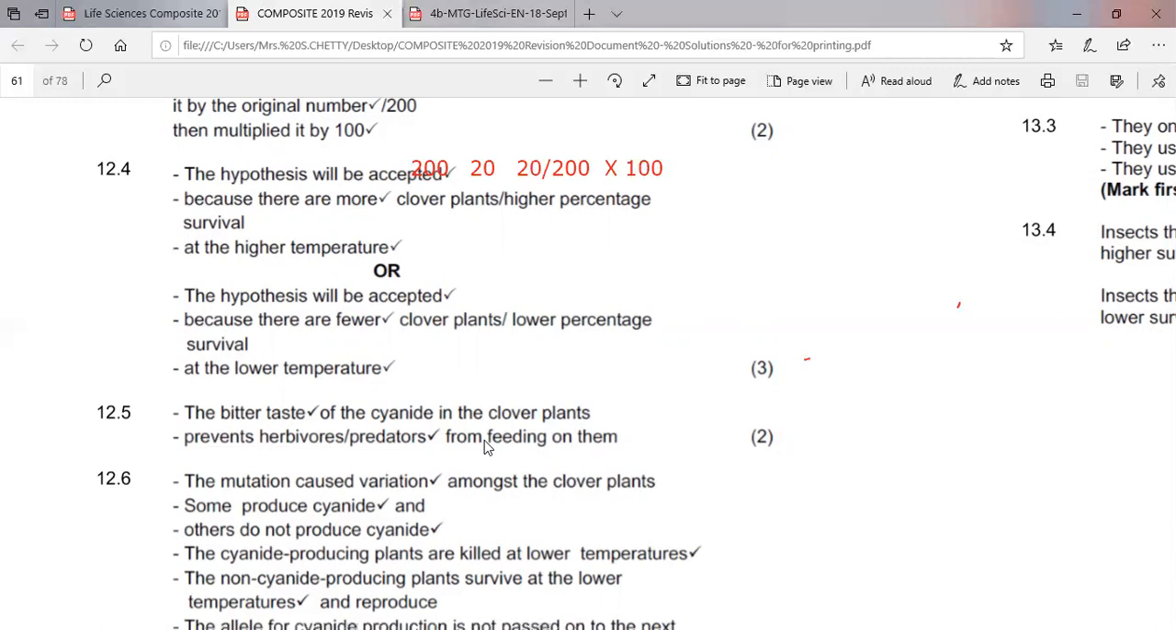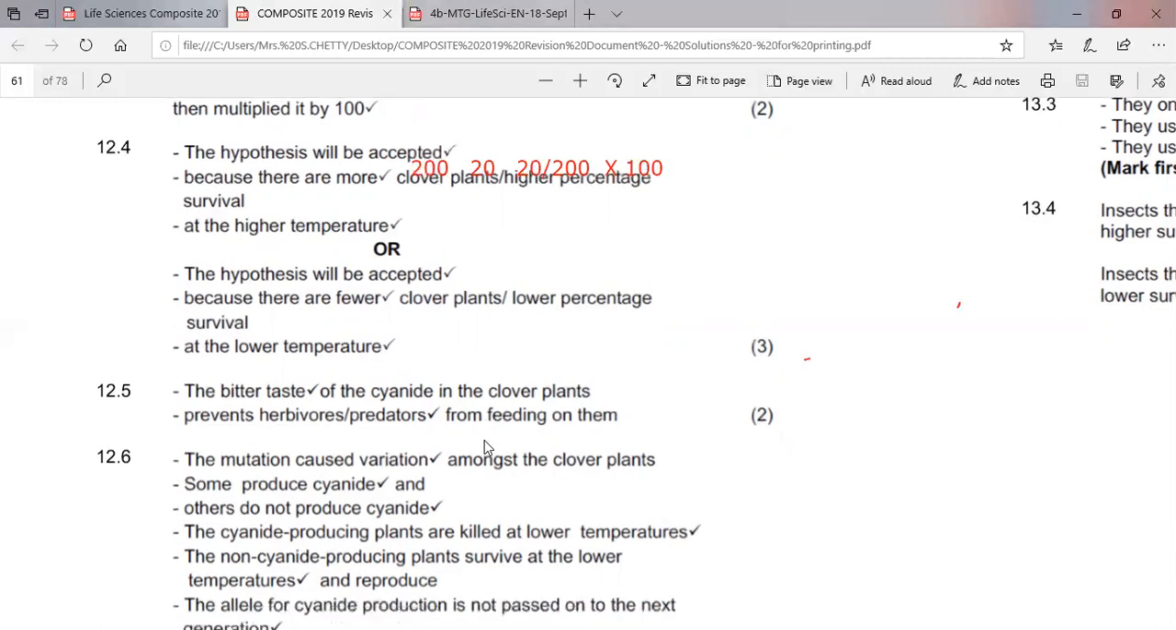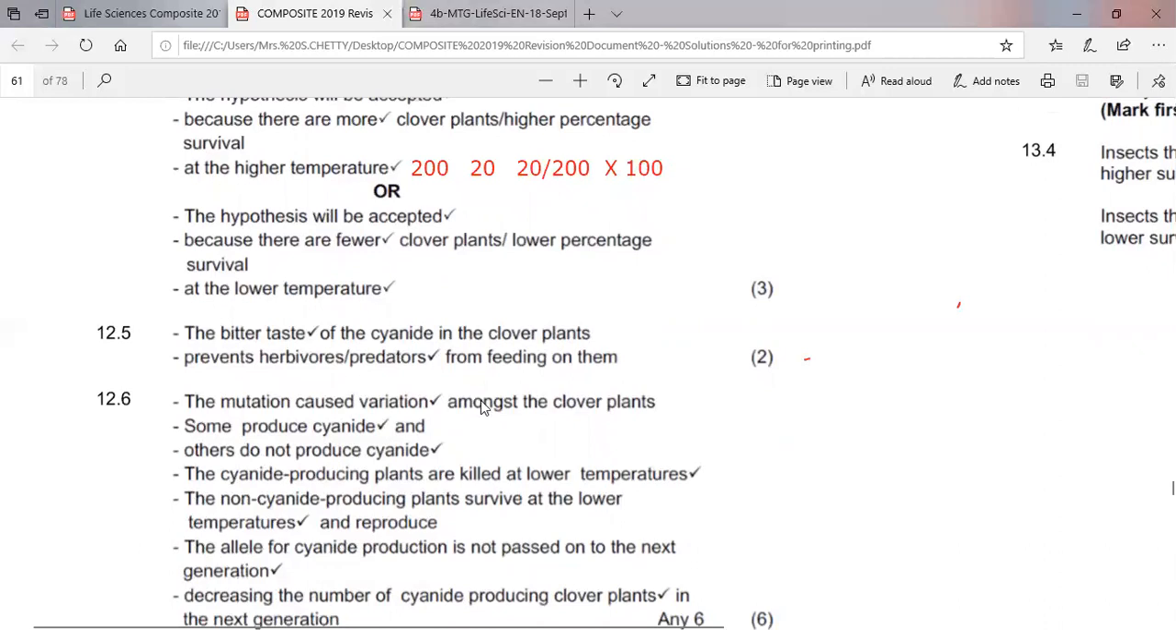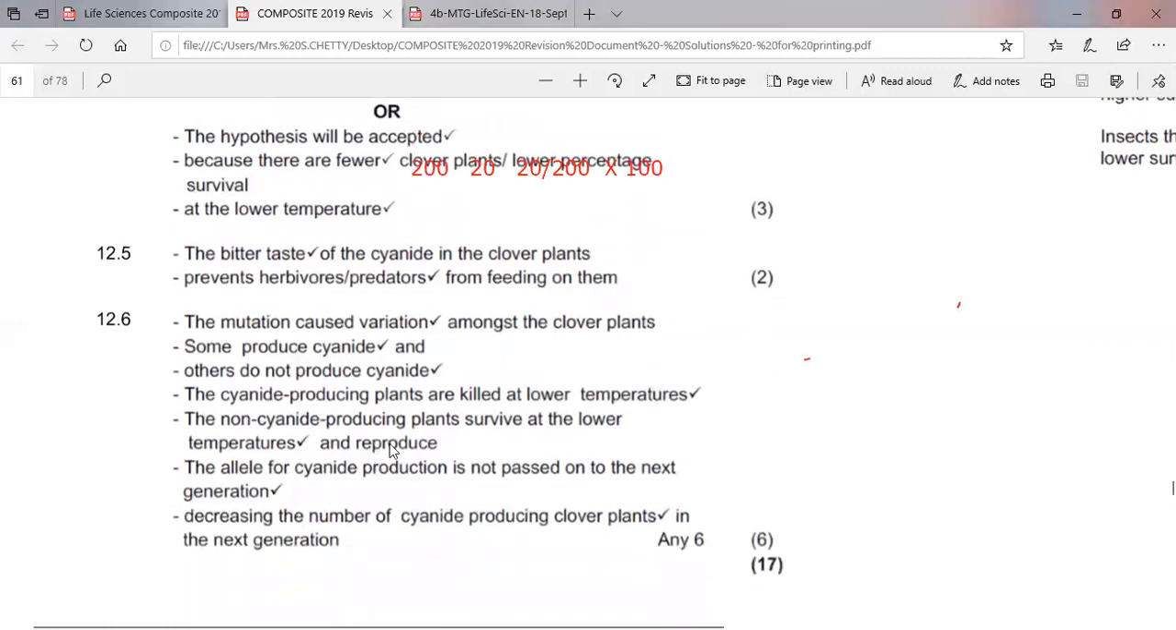Are you with me? So, the last one, how would Darwin have spoken about it? He would have said mutation caused the variation. Some produce cyanide, others do not produce cyanide. The cyanide producing plants are killed at lower temperatures. The non-cyanide producing plants survived at lower temperatures, reproduced, and the allele for cyanide production is now passed on to the next generation, decreasing the number of cyanide producing clover plants in the next generation.